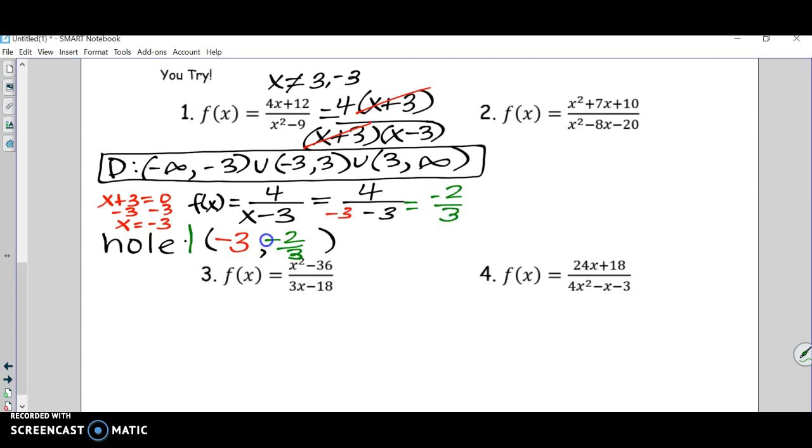Can you reduce it or no? Negative 2/3? No, that's why I said if you put it in your calculator, it will give you the reduced form of it. Okay? Okay?